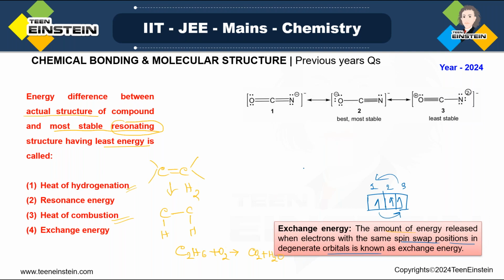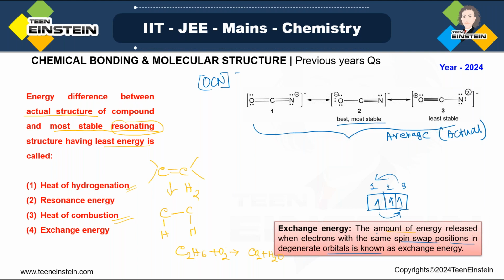Here we have OCN minus. For this, you can see 3 resonating structures are there, and the middle one is the most stable, and the last one is the least stable. I am not going into details because that is not my purpose. Here we will try to understand that you have a total of 3 resonating structures, 1, 2, 3, and among these 2 is more stable, 3 is least stable. But when you consider the actual structure, you basically take the average. The average structure is the actual structure.